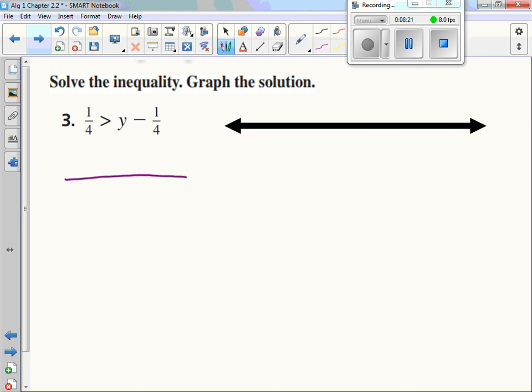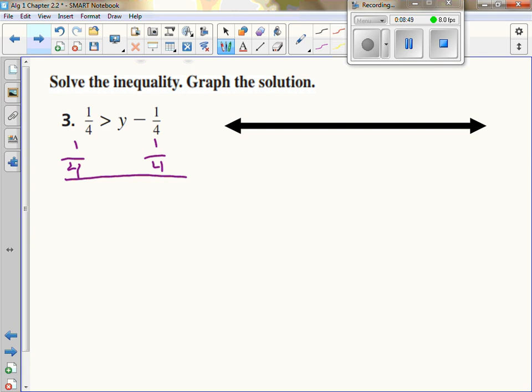1/4 is less than y minus 1/4. So what is with y? What's with our variable? The negative 1/4, yes? So I want to get rid of it. So we're going to have to do something with 1/4 to both sides, yes? Since it's not with y, it's normally going to be addition or subtraction. What do you think we're going to do?